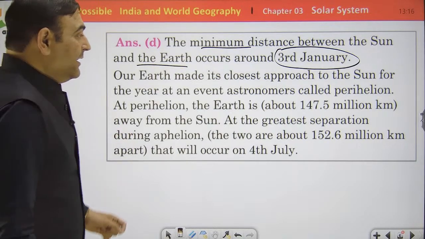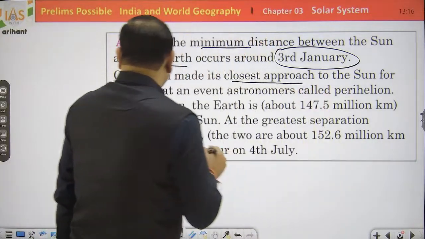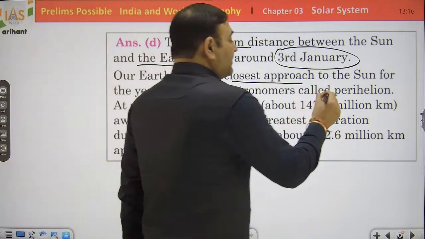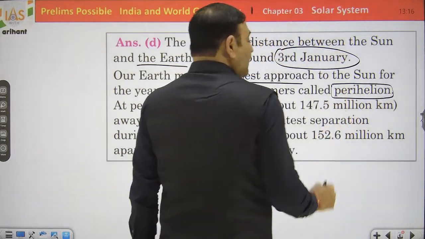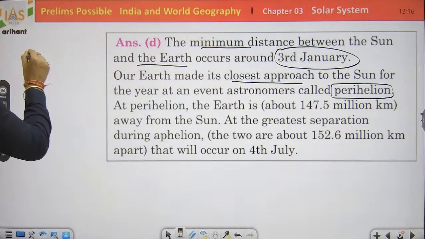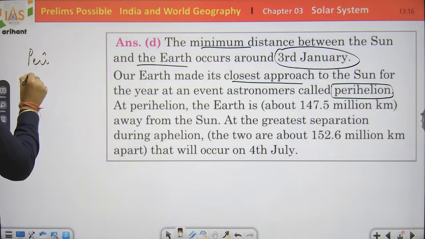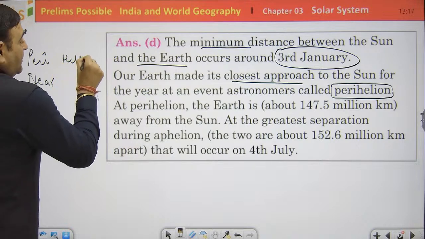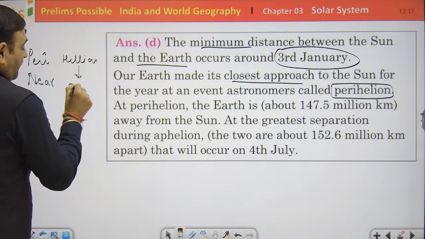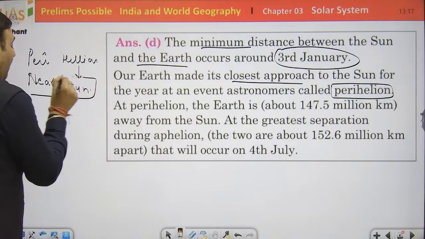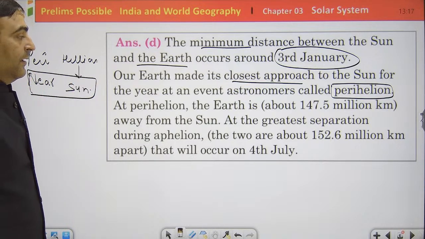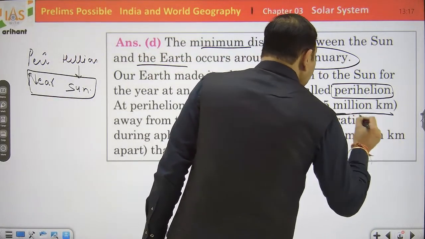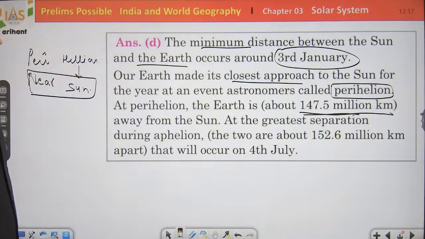It makes the closest approach to the sun in the year, and astronomers call it perihelion. This word perihelion means, peri means near and helion means sun. Near to sun is the perihelion point. The earth is about 124.7 million kilometers away from the sun.